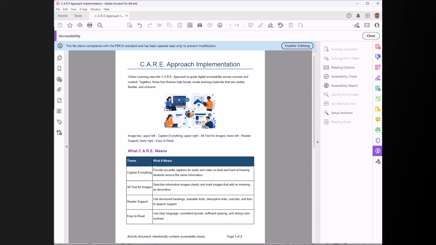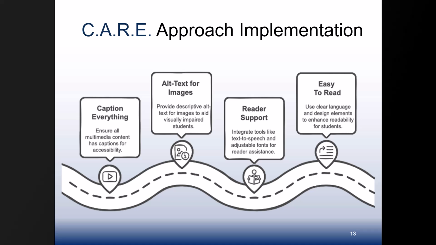Closing. Thank you for watching. The CARE approach helps us remember 4 accessibility themes: caption everything, alt text for images, reader support, and easy to read.